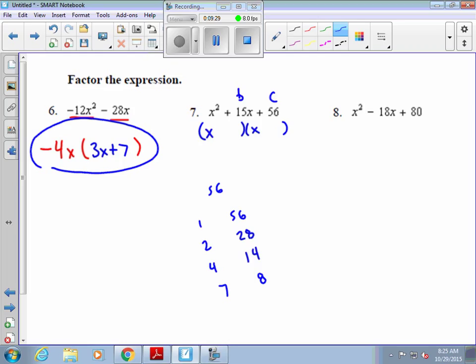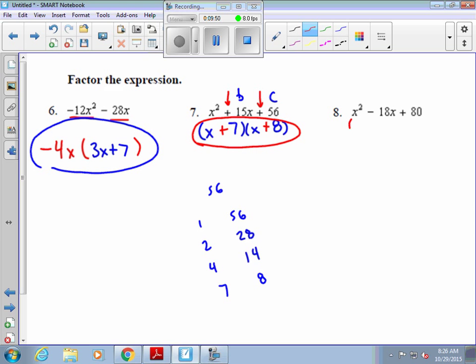Which one of those numbers gets you to 15? Or which pair? That's right. The only pair that'll get you there is 7 and 8. If you use any other pair, you won't get to b's value. Remember, this sign tells you they're either the same or they're different. Since it's plus, they're the same. And since they're both the same, they're both positive. So plus 7 plus 8.